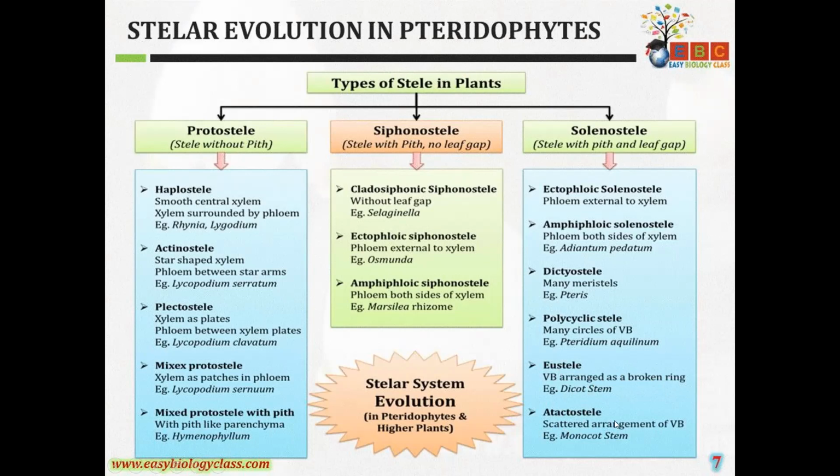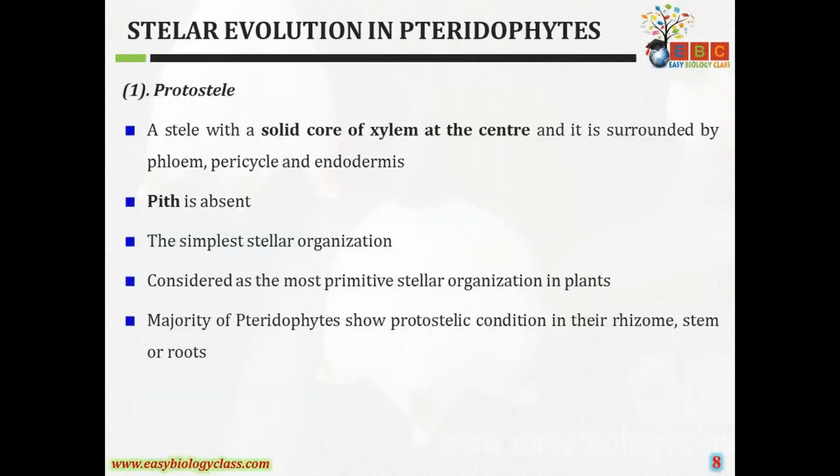Next one is atactostele, a scattered arrangement of the vascular bundles. We also discussed it in the monocot stem. In the monocot stem, atactostele, that is, a scattered arrangement of vascular bundles. Here, vascular bundles are arranged in a ring. A broken ring is a eustele. So this is about the different types of steles.